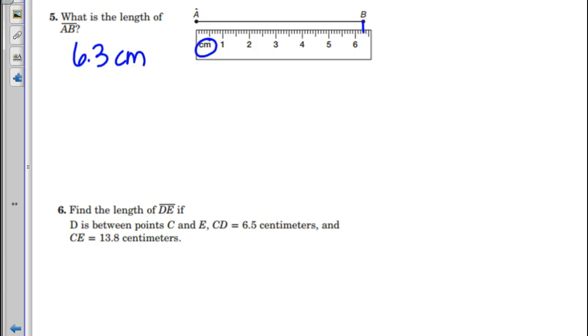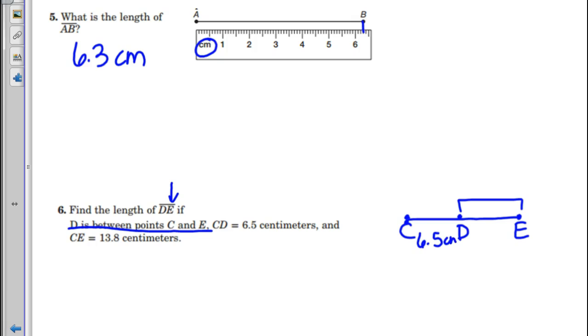Number 6, find the length of DE. If D is between point C and E, so let's go ahead and draw. D is between point C and E. We're looking at segment DE, so I want segment DE, and it says D is between point C and E. We don't know how far between, we just know it's between. All right, so here's my target. That's the length that I want. All right, we know that CD is 6.5 centimeters. And we know that CE is 13.8. That means all the way across. All right, so I'm missing this piece right here.